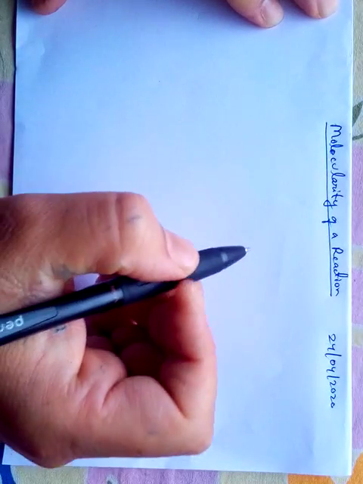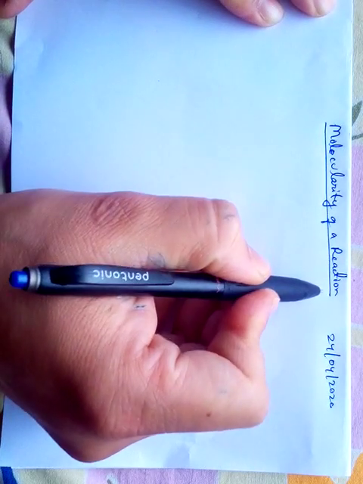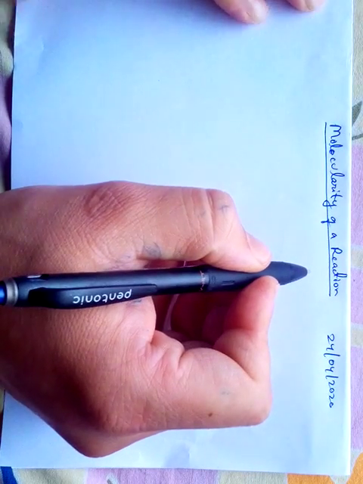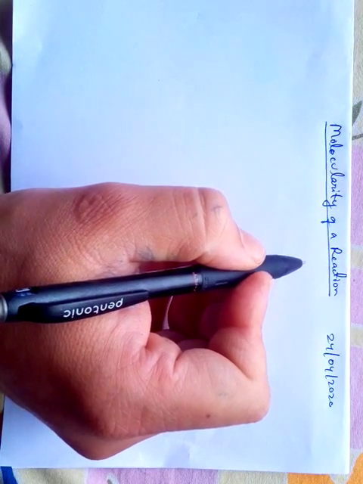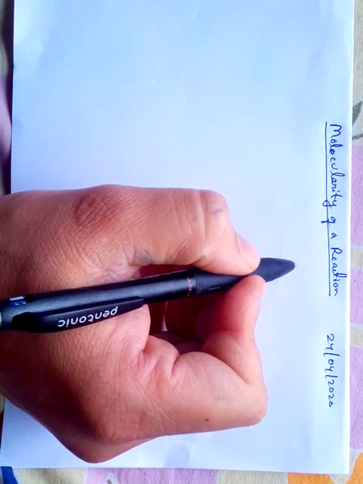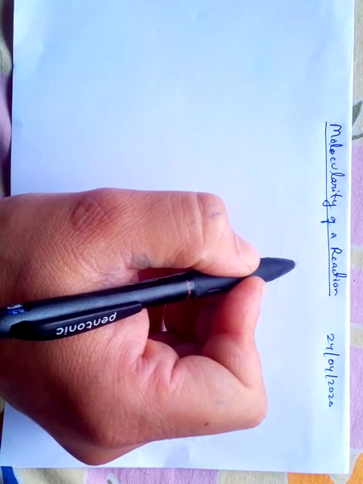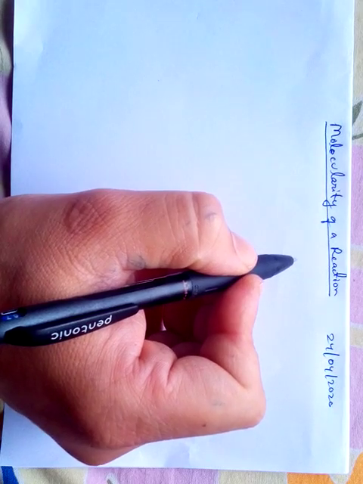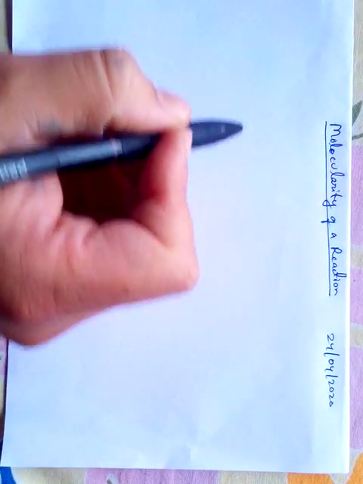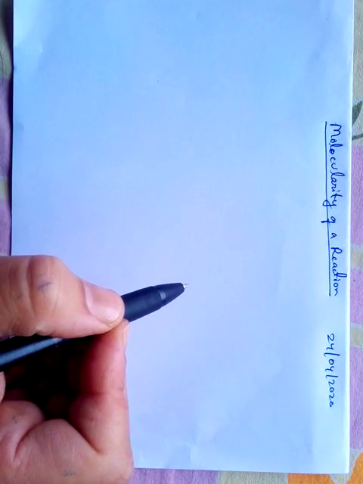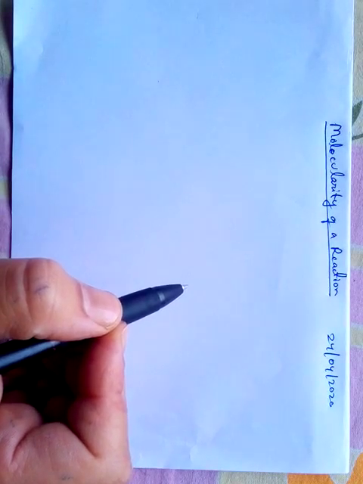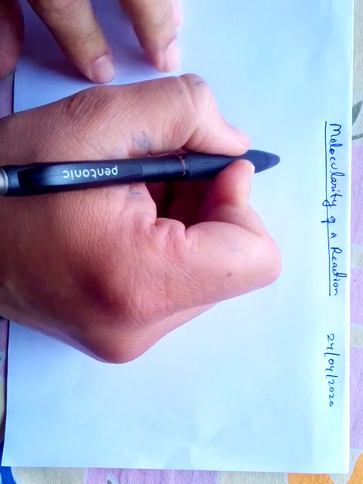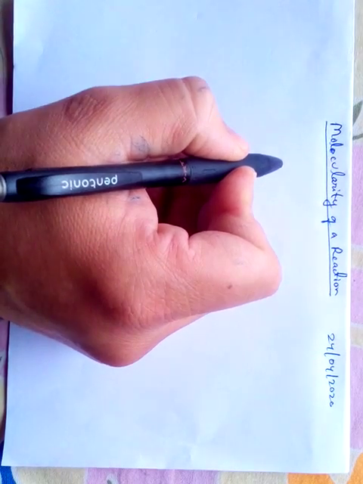Next important topic we have to discuss is the molecularity of a reaction. According to the definition, it is the number of the reacting species taking part in an elementary reaction which must collide simultaneously in order to bring about a chemical reaction. So molecularity is the number of reacting species that must collide simultaneously.